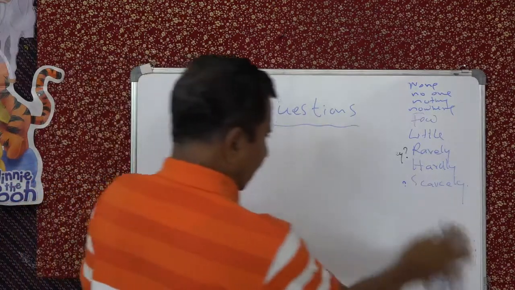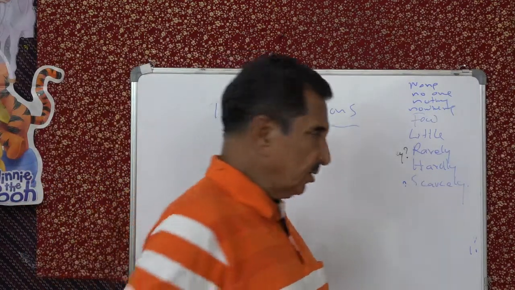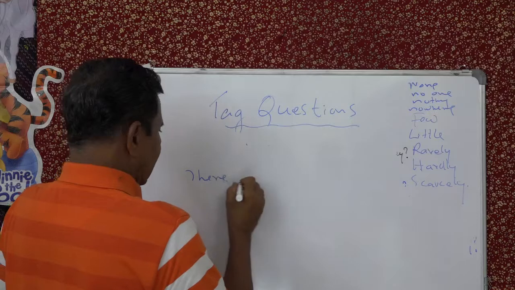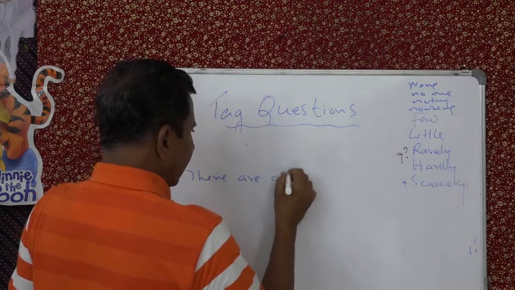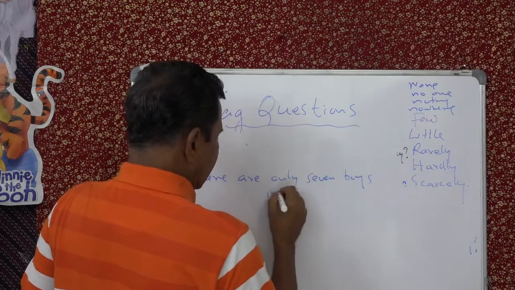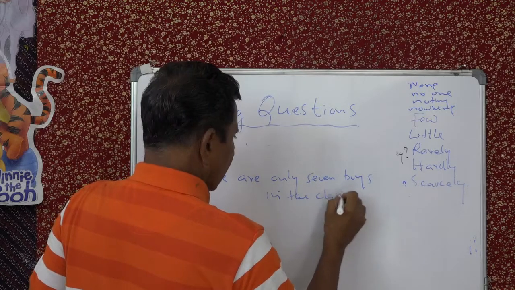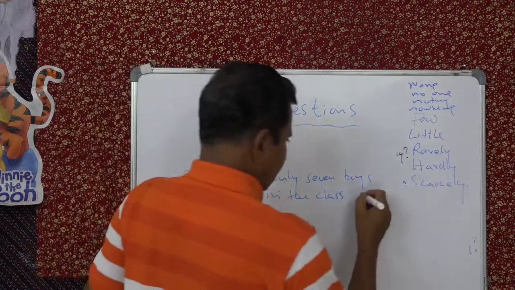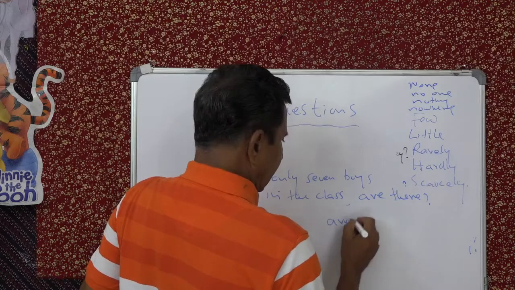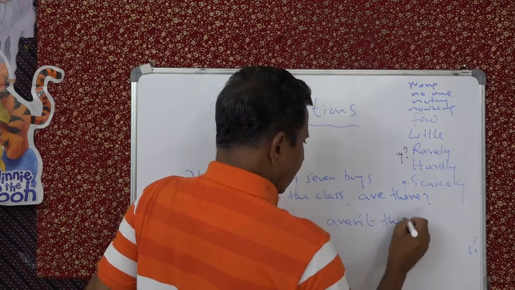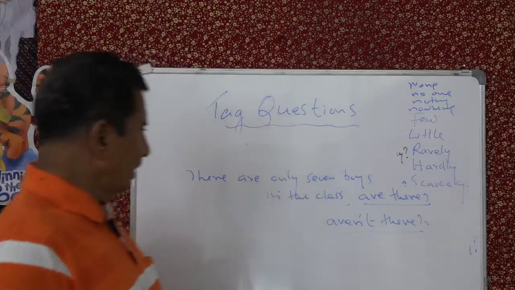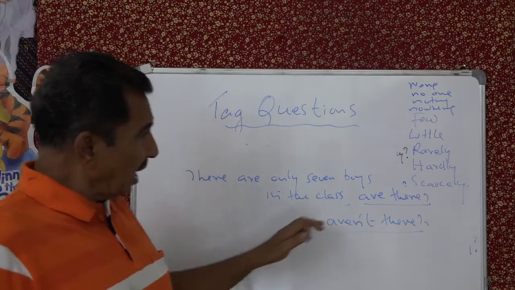The word "only" can take, as we can see, "There are only 7 boys in the class." Now, the comma and say, are there. You can write either a positive tag, or aren't there, or you can write either. Usually, aren't is preferred. There are only 7 boys in the class, aren't there.